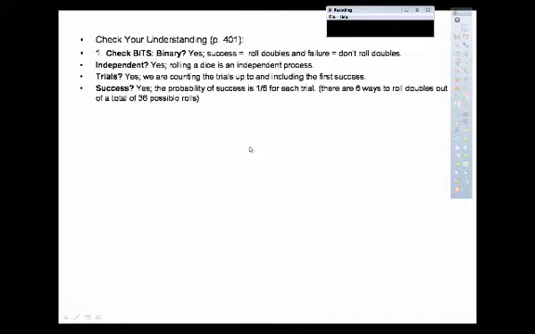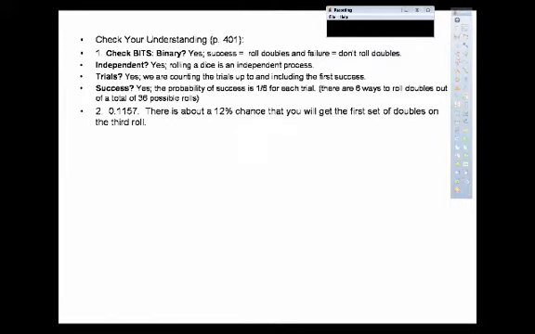Okay? Next one, we're going to find the probability of 3, which is 0.1157. So there's about a 12% chance that you will get the first set of doubles on the third roll. And in the game of Monopoly, a player can get out of jail free by rolling doubles within 3 turns. Find the probability that this happens. So that's in 3 or less. And we get 0.4213.